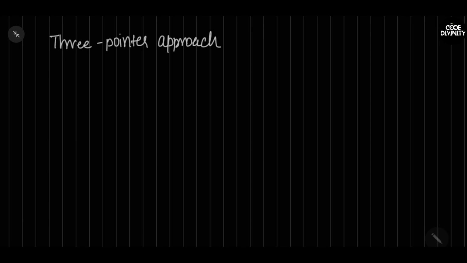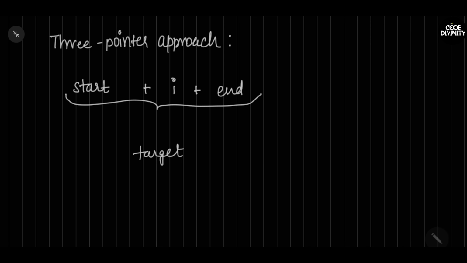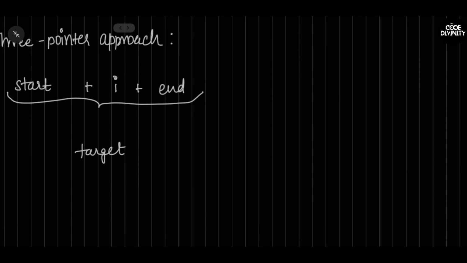To solve this problem, we will use 3-pointer approach. In this 3-pointer approach, we will take 3 pointers: start, I and end. These 3 pointers will help us in finding those 3 integers which will be closest to our target value. We will iterate over nums array and we will calculate the sum of all these, and after each calculation we will match it with the target whether it is close or not.